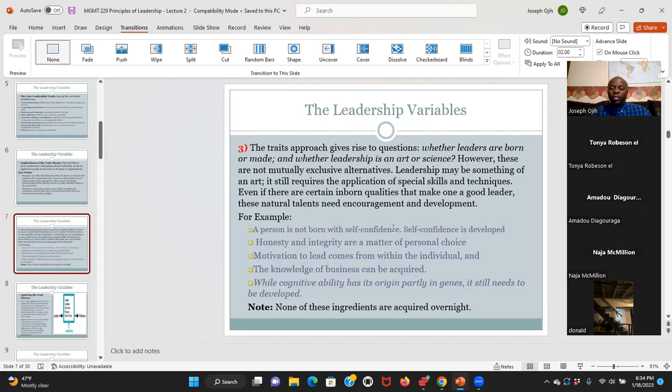If you are motivated to become a leader, or you can choose to be motivated to become a leader, you can choose to be motivated to be anything that you want to be. It all depends on what makes you push yourself to the edge. Then the knowledge of business can also be acquired. Yes, of course. I have given you an example with Opera.